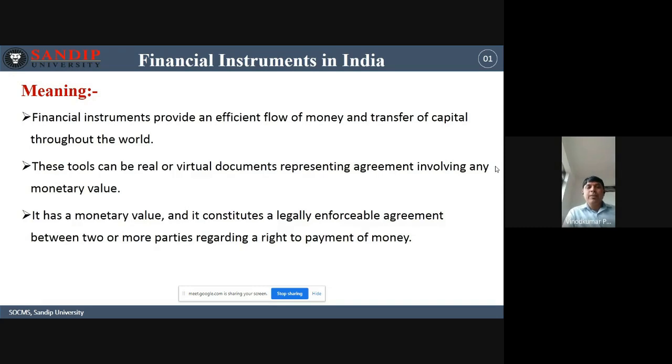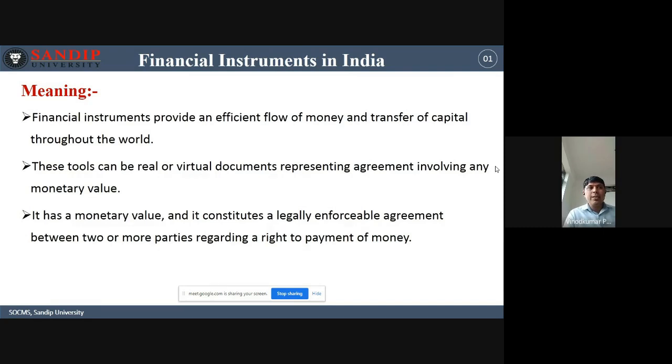Suppose I purchase shares online. When I purchase online shares, it is a virtual document, and it is a contract between the buyer and seller. For what purpose? For a transfer of capital from one person to another. Suppose I pay 1 lakh rupees for purchasing that particular company's share. It means the seller will get the 1 lakh rupees, and I have to pay the 1 lakh rupees. It means the transfer of capital from one place to another. It has monetary value and constitutes a legally enforceable agreement.